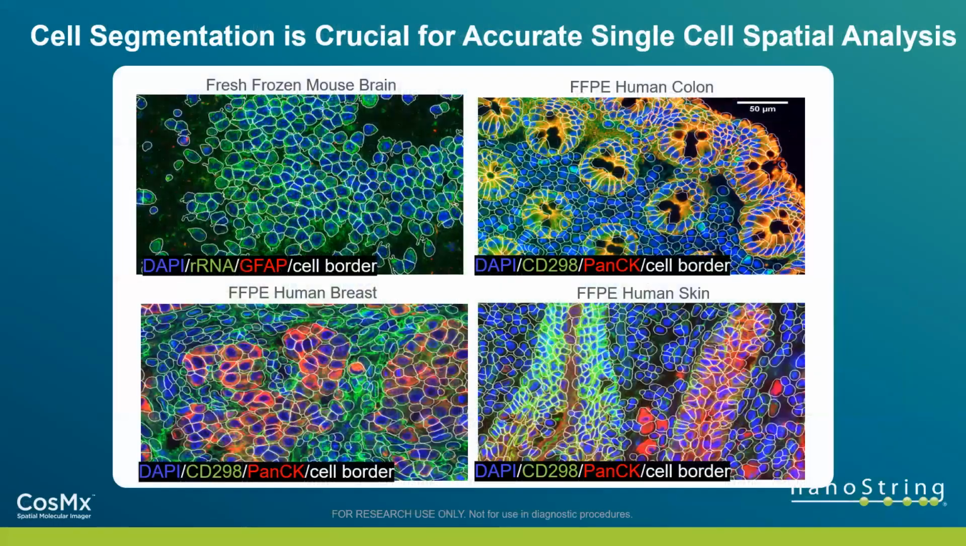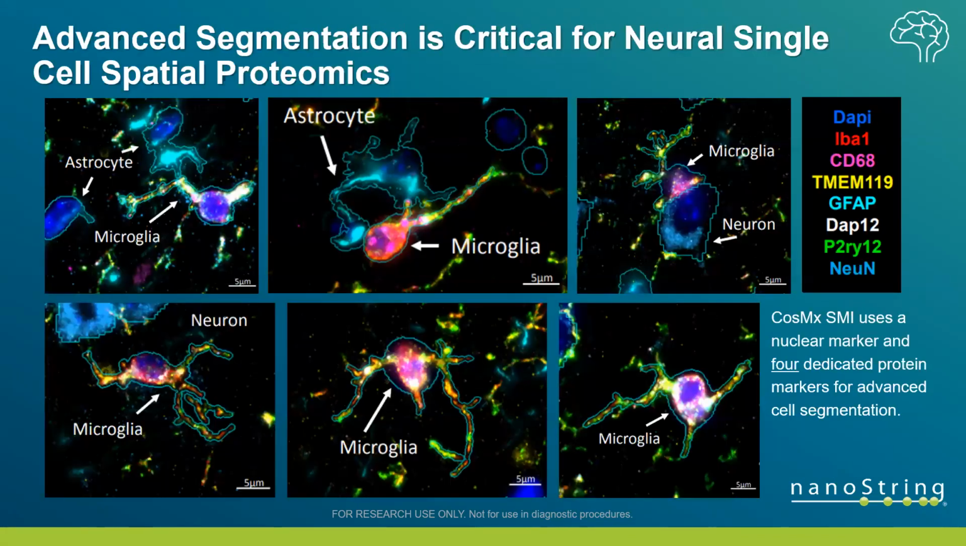So here's just a couple of examples we've seen before. So this is across a variety of different tissues. And I'll just highlight here that for the example for mouse brain and fresh frozen, we're utilizing ribosomal RNA, GFAP. So a couple of different markers that we have for cell segmentation. And then dependent on different tissue types that we're using, for example, if we're working with colon tissue, being able to work with pan-CK is informative as well across tissue as well.